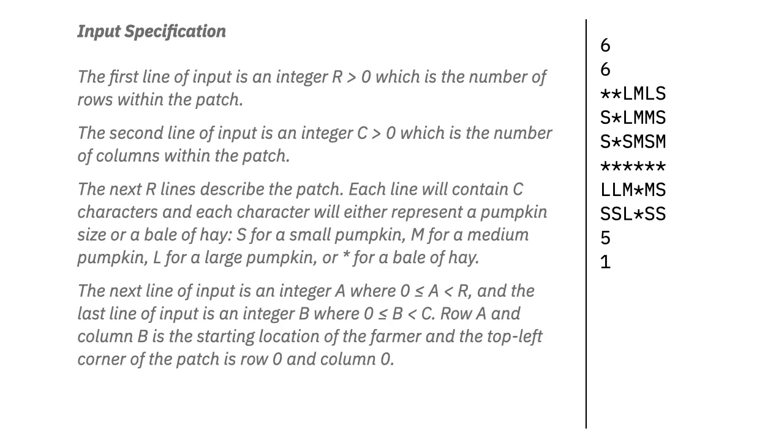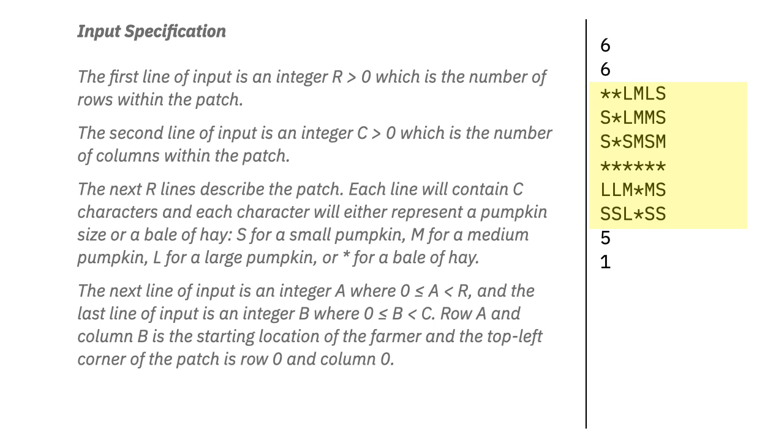Here is the input specification, also taken verbatim from the contest, along with one of the example data files. Let's go through the specification now. The first line of input is an integer r greater than 0, which is the number of rows within the patch. The second line of input is an integer c greater than 0, which is the number of columns within the patch.